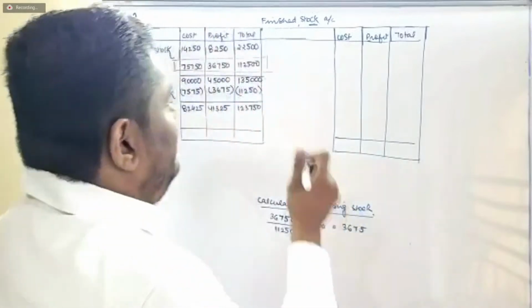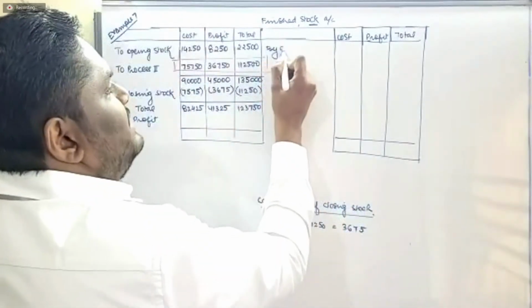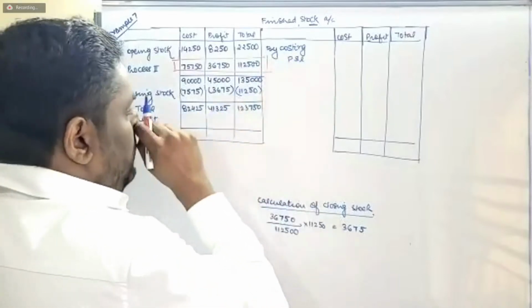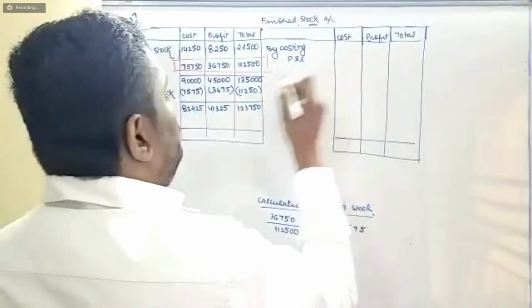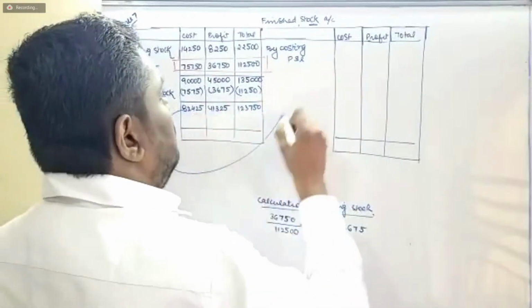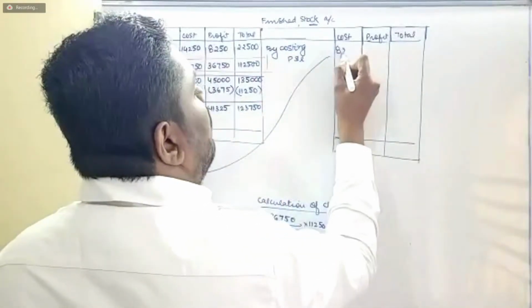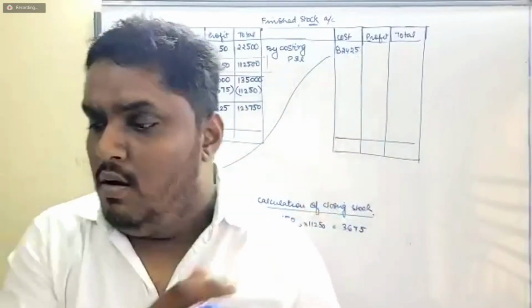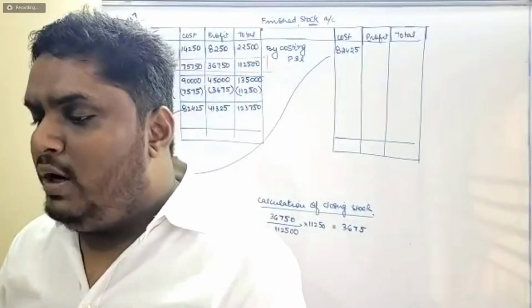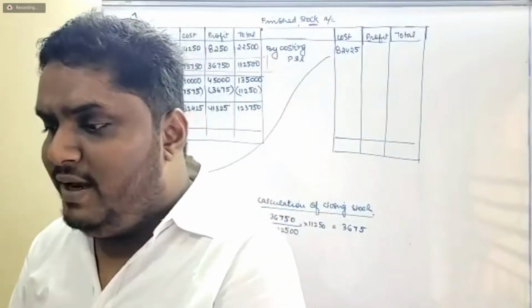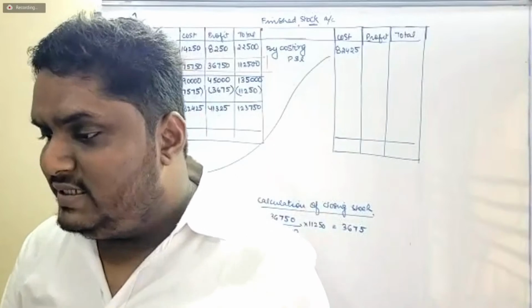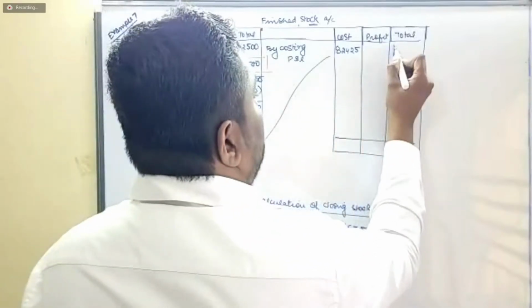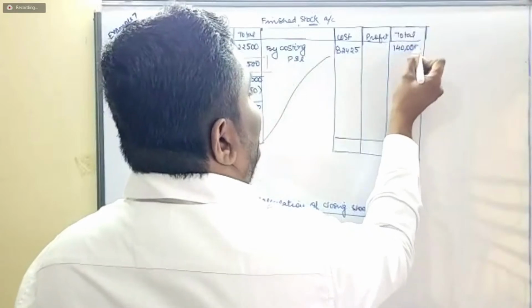Now, on the credit side, we'll write by costing P and L since the value of the sales is given. So the cost amount will be the same, that is 82,425. Further, these goods are sold in the market at the rate of rupees 1,40,000. It is given in the question itself that the sales during the period is 1,40,000.